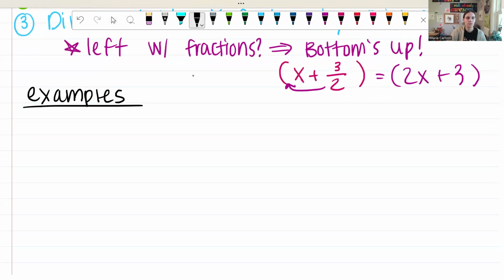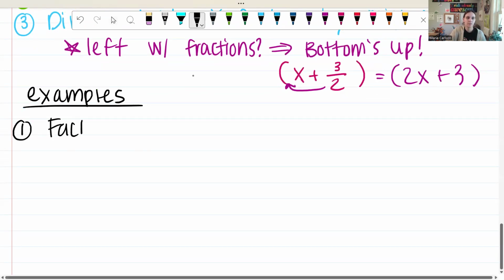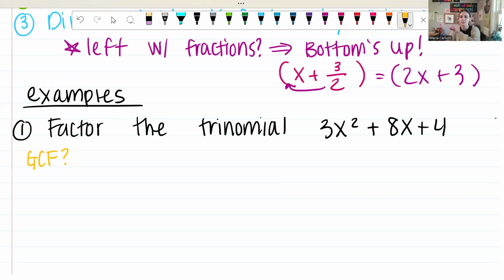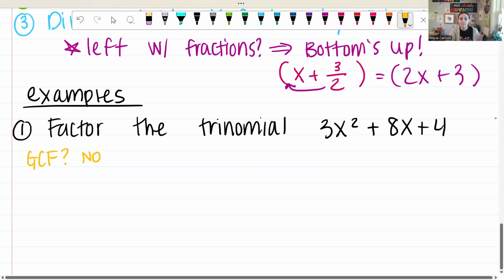Number 1, we are going to factor the trinomial 3x squared plus 8x plus 4. So looking at this, I'm going to ask myself first, is there a GCF? And I notice the largest number factor that these have in common would be 1, because 3 is prime. And then the largest number of variables they have in common, none. So no.